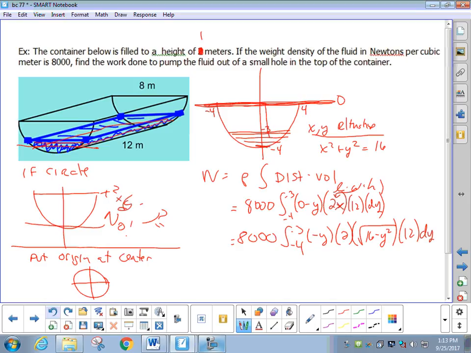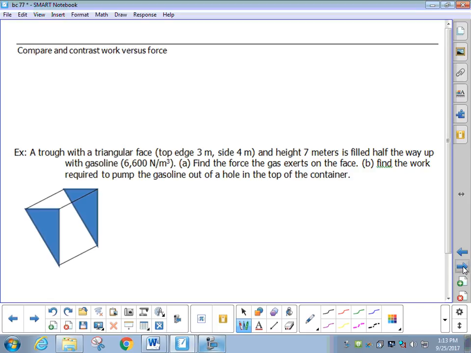Now, by far the biggest problem is, now that you have two different kinds of problems, you get the two confused. So let's be clear on the differences between the two, work versus force. Say you had a problem like this, it wouldn't matter. In force, it's rho dA. Rho is the same. The D, though, here stands for what? Displacement, depth, distance? Depth. Remember, force is about how deep. There's more pressure at the bottom of the container.